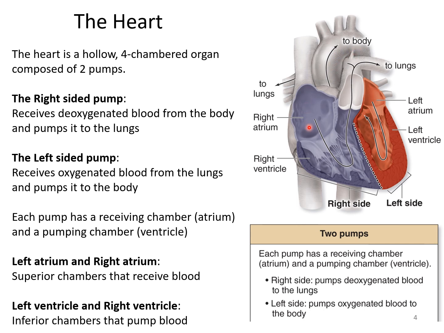So each one of these sides has a receiving chamber and a pumping chamber. The receiving chamber is where the blood is going to come into. The receiving chamber is the atrium here, and that's where the blood first enters that side of the heart. And then the pumping chamber is the ventricle. So right atrium, right ventricle, and then on the left side, it's the same thing. The atrium is the receiving chamber, and then the ventricle is the pumping chamber. The atria, or the receiving chambers, always sit superiorly or on top of the pumping chambers. Atria are on top, ventricles are on the bottom.